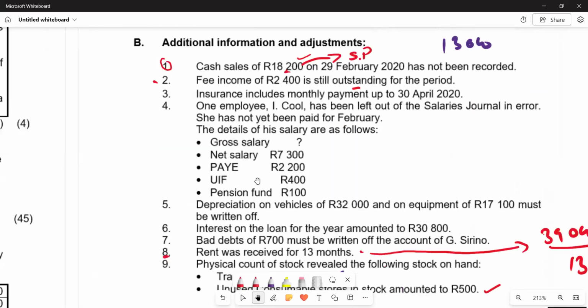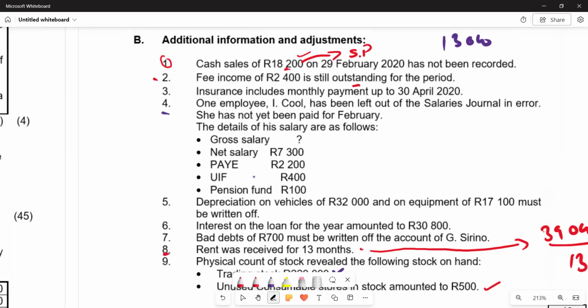So you go item by item, trying to check. You get item number 4. One employee, IQ, has been left out of the salaries journal in error. He has not yet been paid for February. The details of this salary are as follows. So the figure that we need to include is the figure for gross salary. We are not worried about the net salary. So you would see that this salary was left out, which means it was omitted. So we need to add it to the figure for salaries that we have in the list of balances to get the total for salaries and wages.